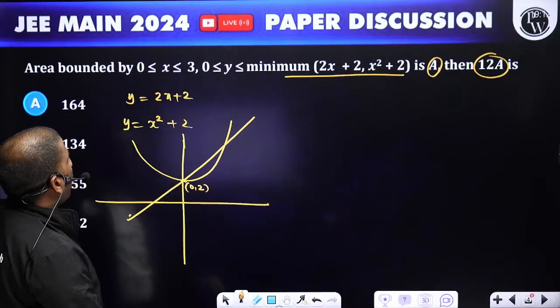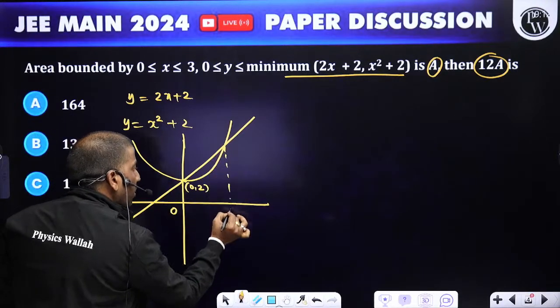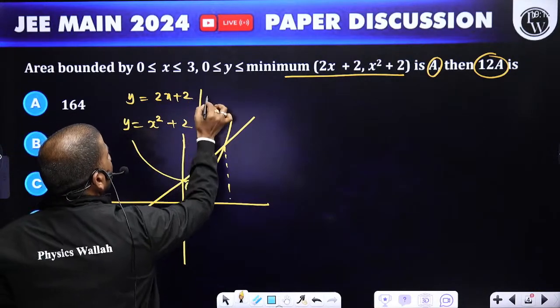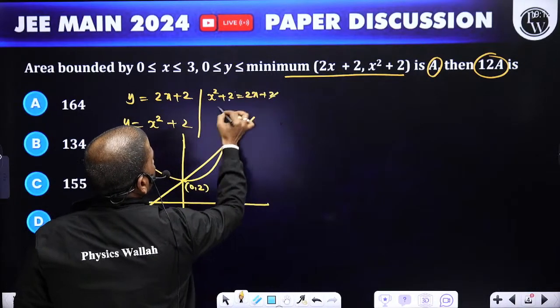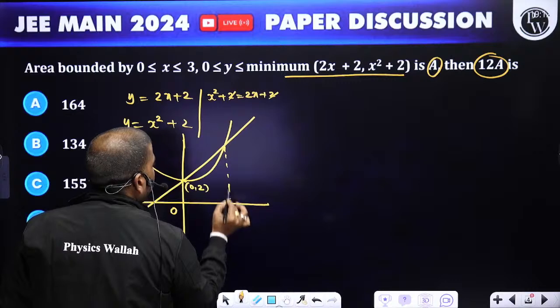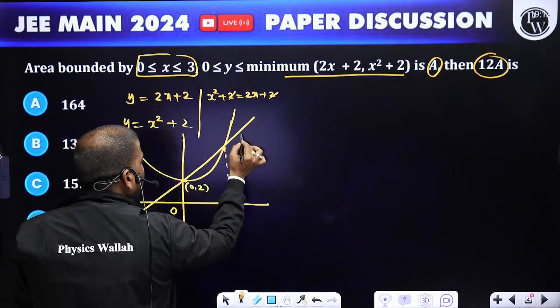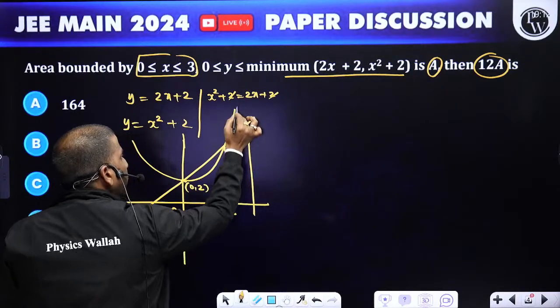Now, if you observe 0 to 3, we need to find this point of intersection. What is the point of intersection when we equate both? x square plus 2 is equal to 2x plus 2. 2 will get cancelled. x is 0 or 2. But we want x from 0 to 3. So till 3.